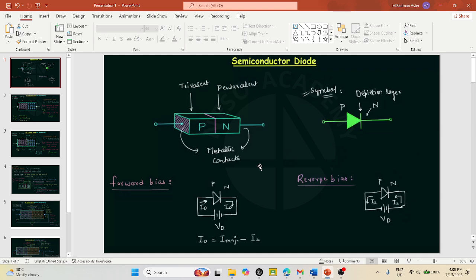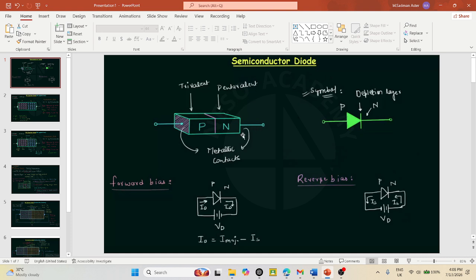whenever we dope a semiconductor material with a pentavalent material or pentavalent impurities, that type of semiconductor is called n-type semiconductor. And in case of pentavalent impurities or pentavalent materials, there are 5 valence electrons at the outermost shell.